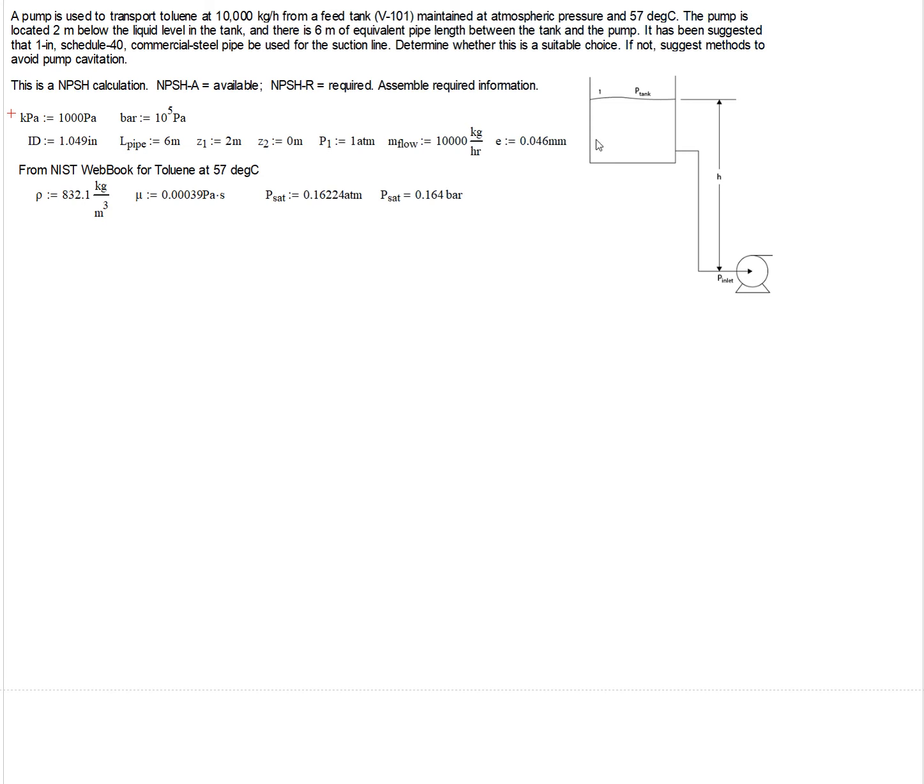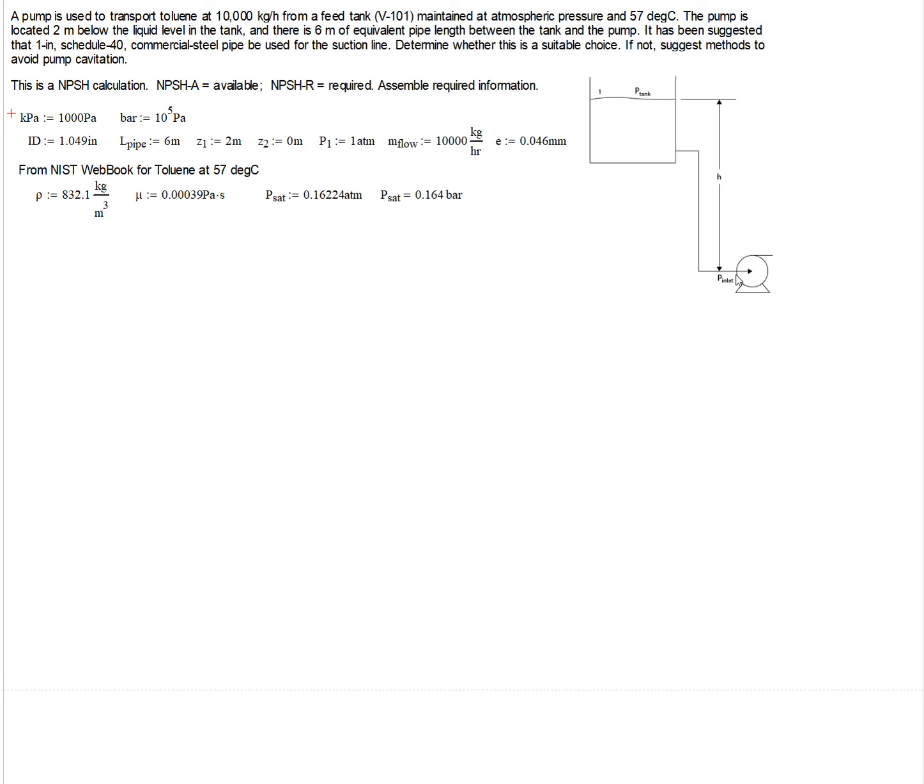So in doing this, we know that the pressure in the tank is atmospheric pressure, and they've drawn this as open. Of course, I don't think you would ever have a toluene tank open, but it's maintained at atmospheric pressure. And then we have our pump inlet here at position 2. So we're going to apply Bernoulli's equation from the tank to the pump inlet.